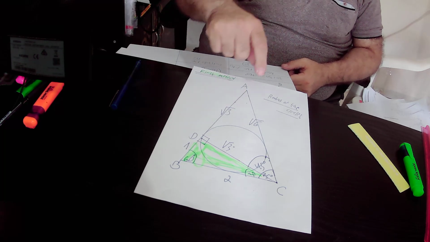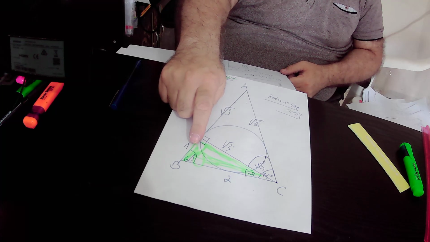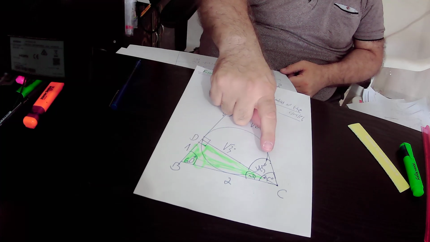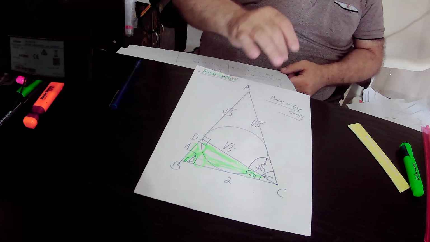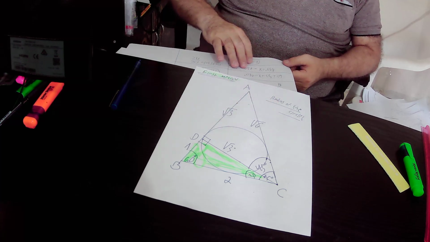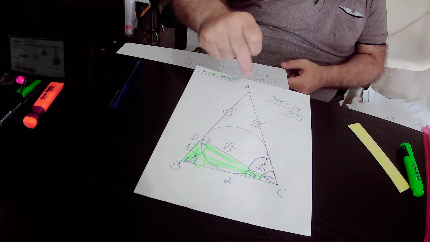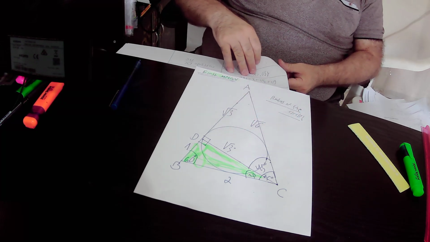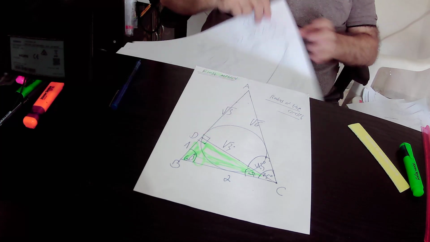We know that side BC equals 2 units, angle ABC equals 60 degrees, angle ACB equals 75 degrees, and our mission is to find out the radius of this circle that is inscribed by triangle ABC. In the first method, from point C we draw a perpendicular on AB. So this angle equals 90 degrees, and this angle also equals 90 degrees according to our construction.